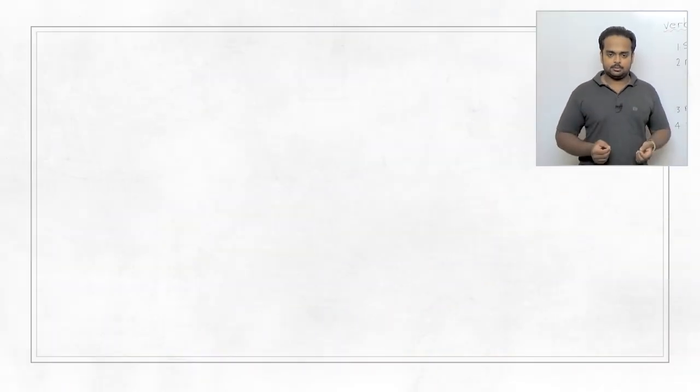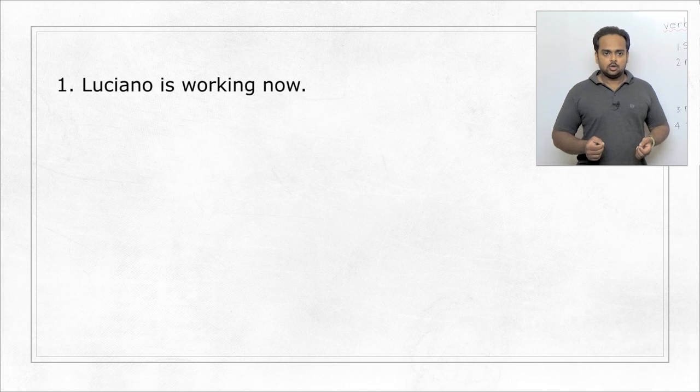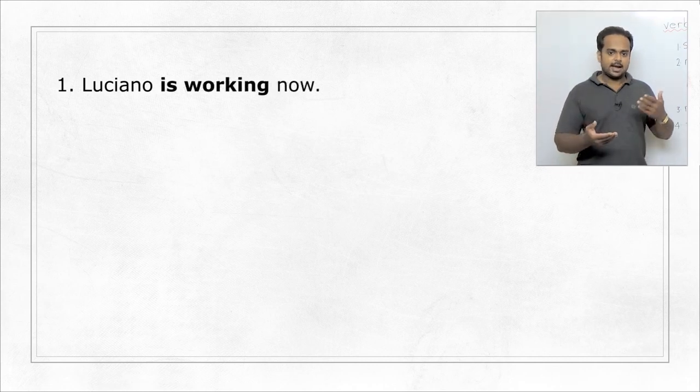Let's look at some examples with these. Luciano is working now. In this sentence, there are two verbs. Can you tell me which are the two verbs? Is and working are the two verbs. Which is the main verb? The main verb is working because that shows the action that is happening. So what about is? What is it doing?